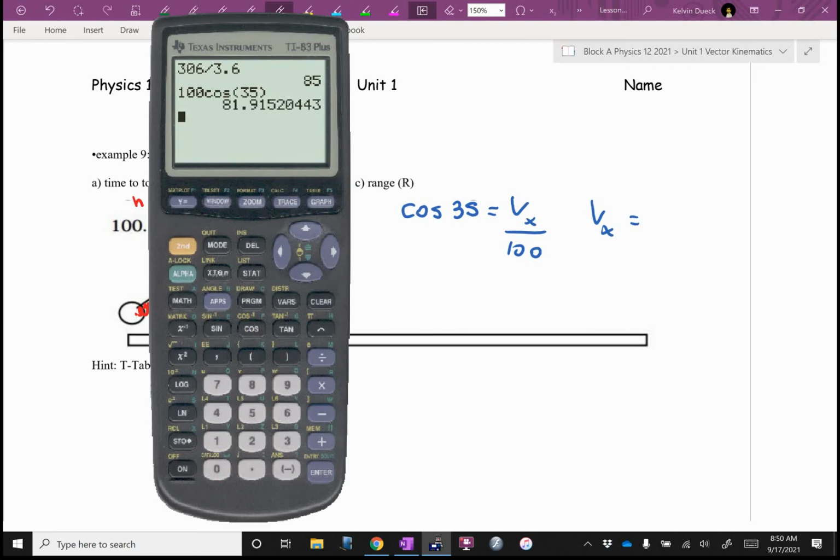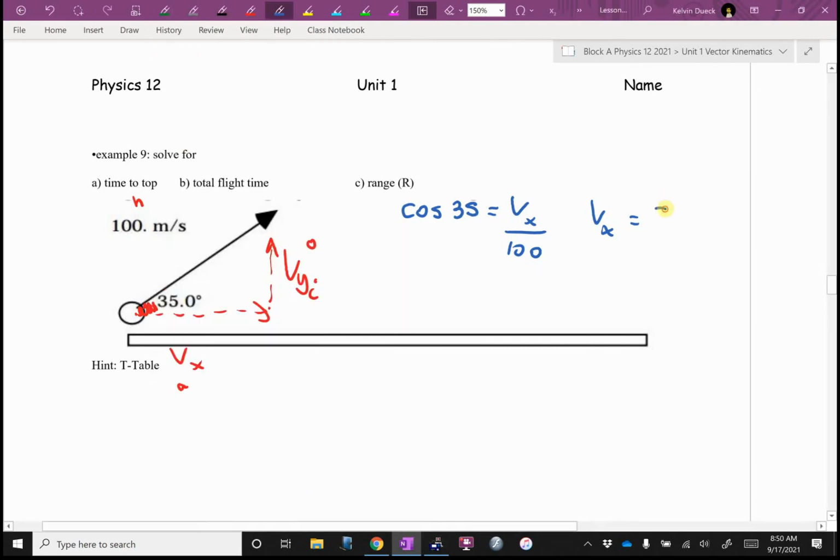First of all, this question did not say find the components. That's not one of my answers. I'm going to be using this, so I'm going to carry some extra sig figs. I'm going to go right to the 2: 81.9152. Because I'm going to use this to find answers, I don't want to round off too soon.